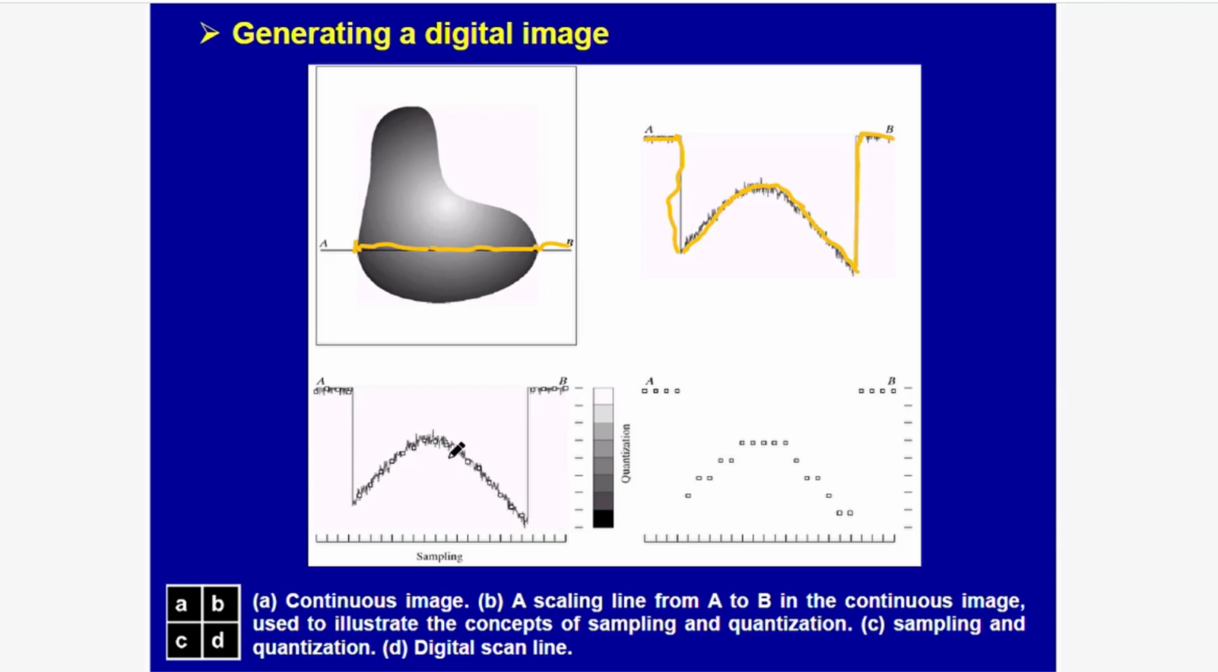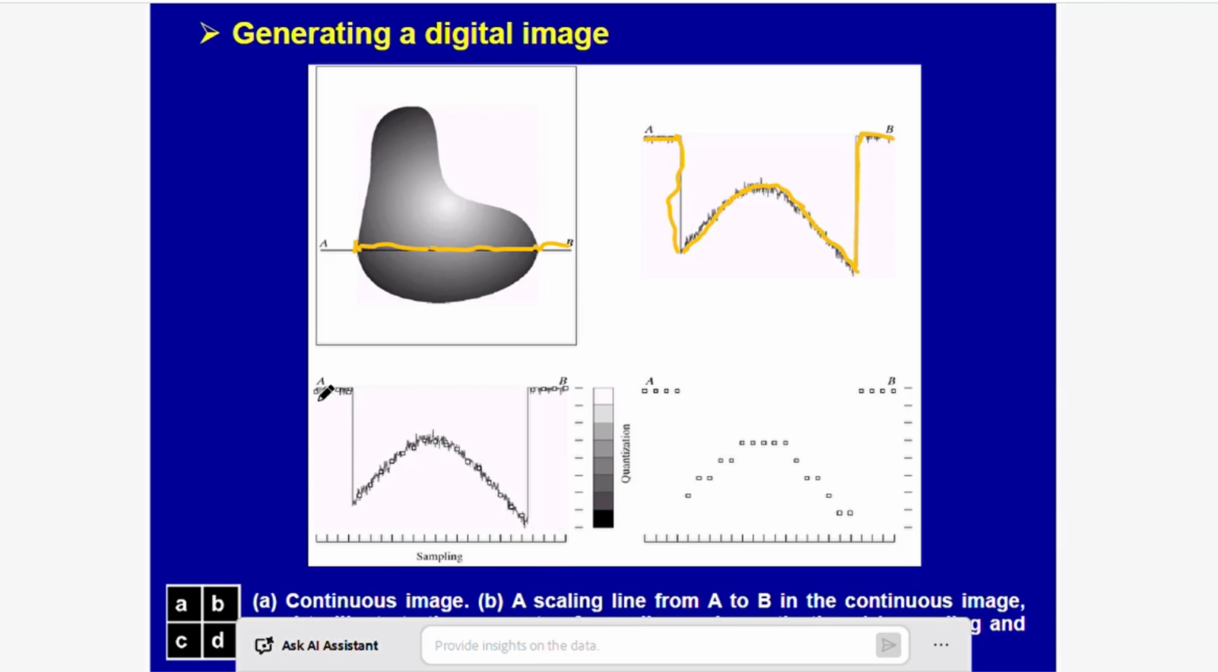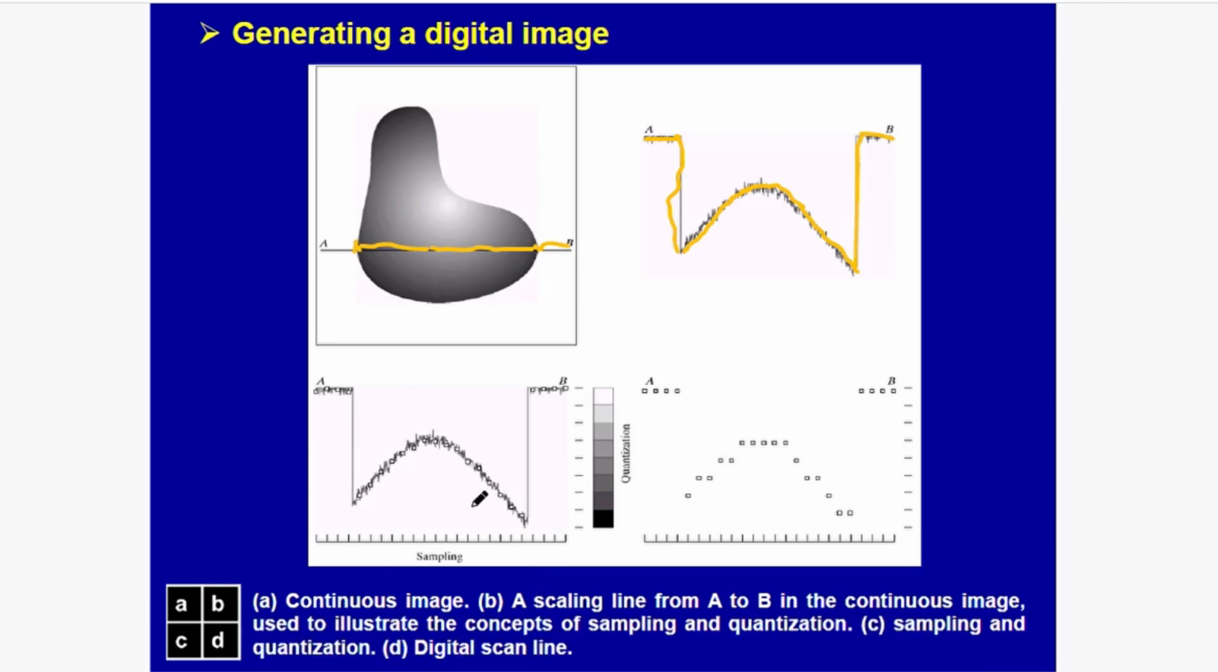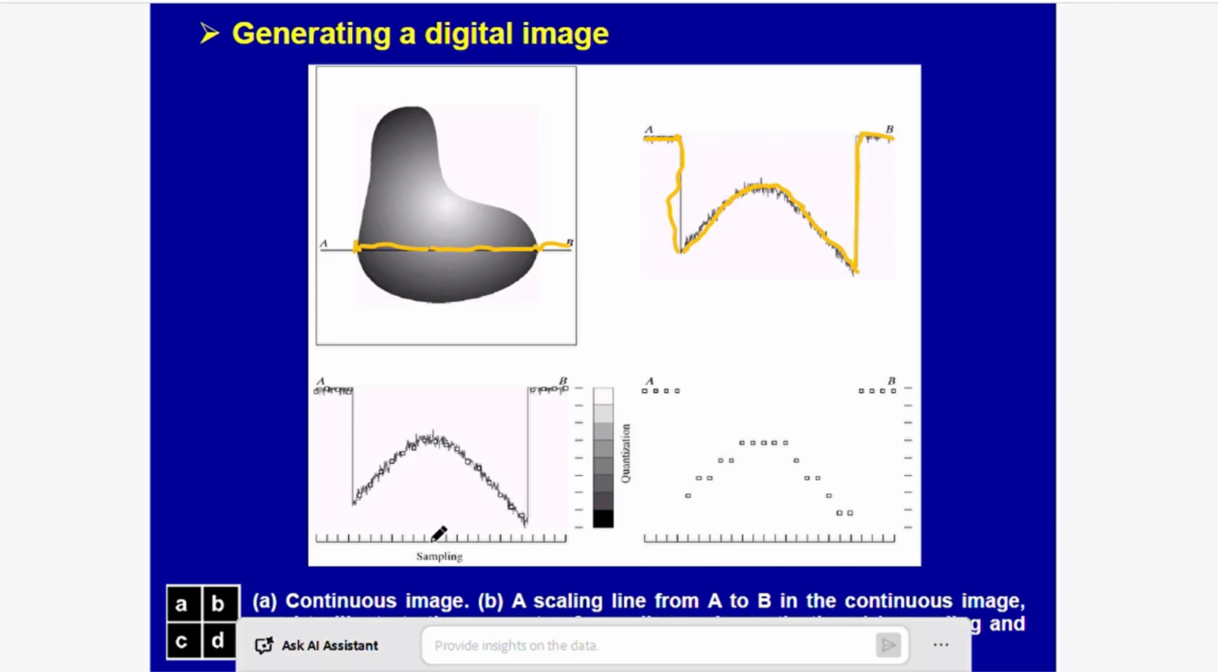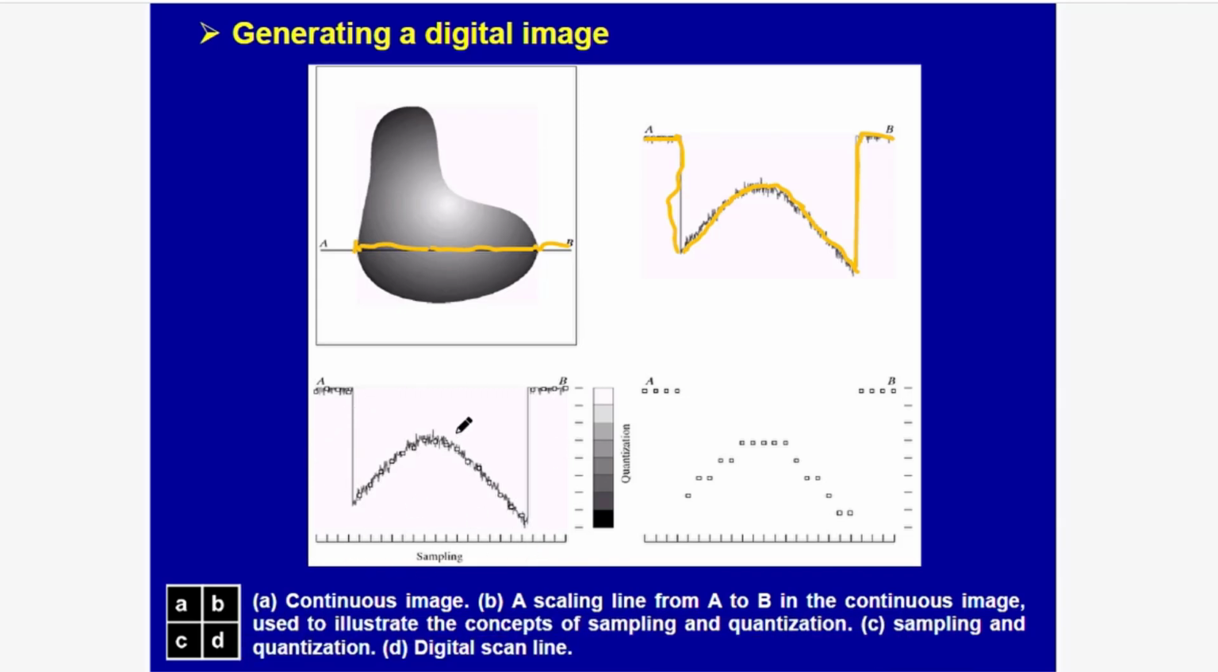Actually, before this sampling, if you see the intensity profile, it is continuous. But after sampling, the profile is not continuous. It is discrete in nature, and these discrete instants are represented with small squares. So that is about sampling. Now if you see all these squares, their intensity levels are continuous. We sampled the coordinates, we discretized the coordinate values, but not the intensity values.